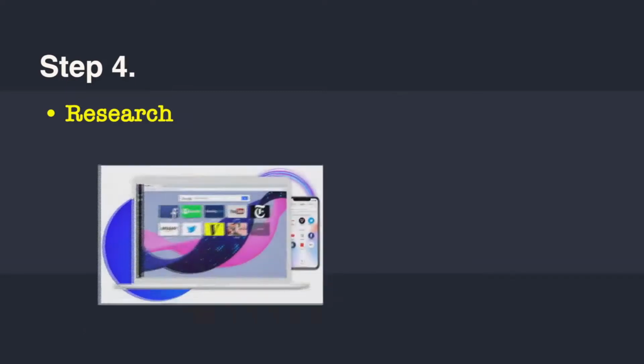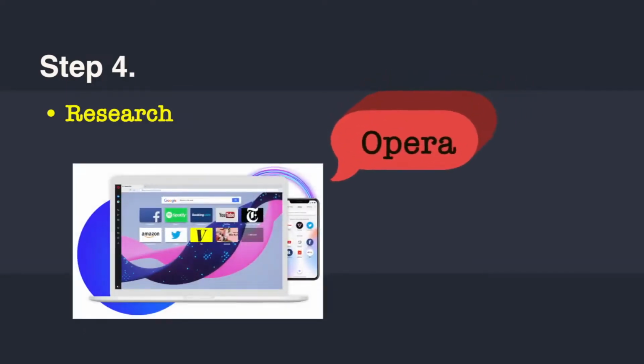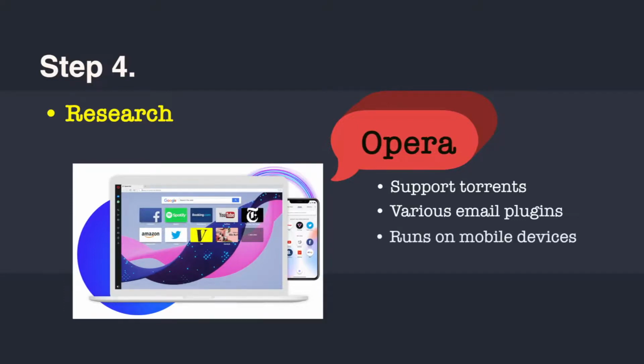If you go to Opera browser, it supports torrents, the peer-to-peer file sharing mechanism. Opera also supports different email plugins and runs on most mobile devices. Interestingly, it has a turbo mode which speeds up the browsing speed.